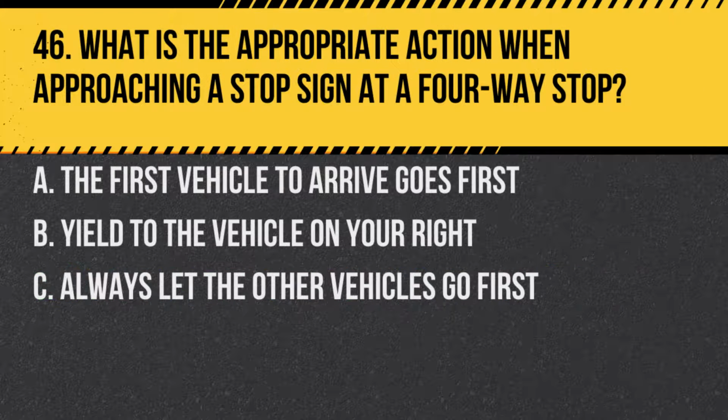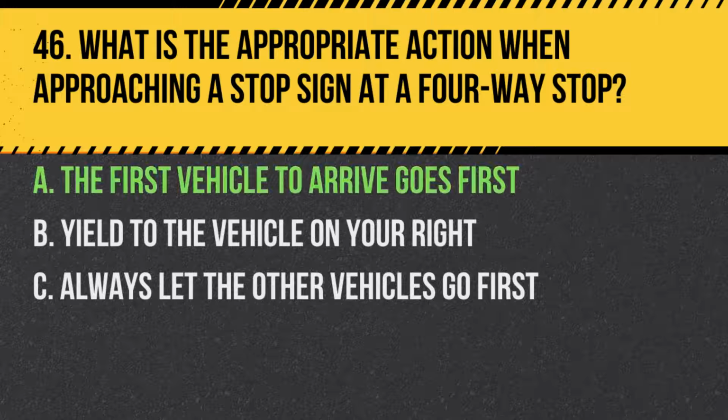Question 46. What is the appropriate action when approaching a stop sign at a four-way stop? A. The first vehicle to arrive goes first. B. Yield to the vehicle on your right. C. Always let the other vehicles go first.